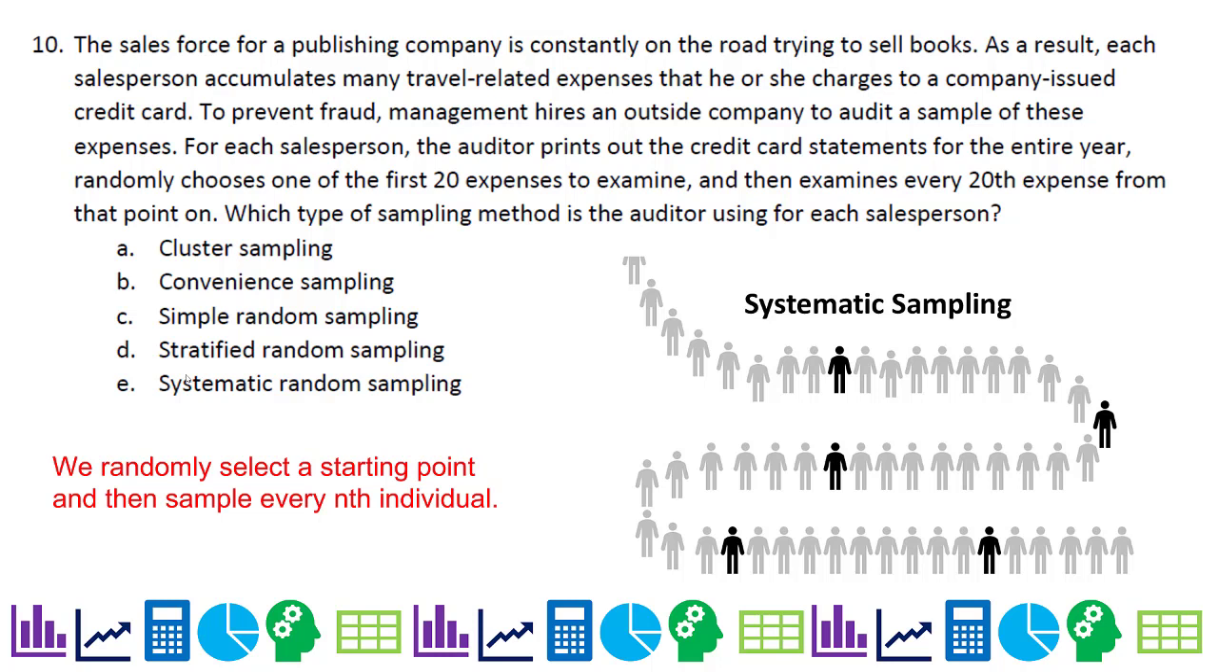Works great for things like this where you're looking at a timeline, or any lines, like lines to a cafeteria, people coming out of a store, people coming out of a polling place, anything where you have a stream either on a timeline or into a location. So that is systematic sampling.